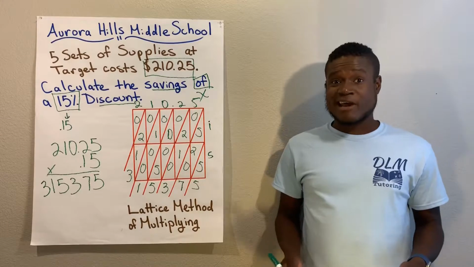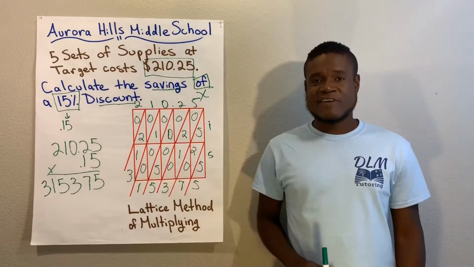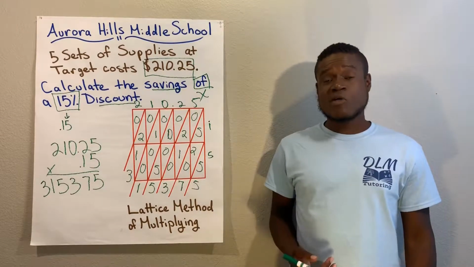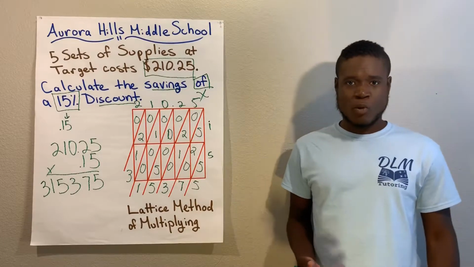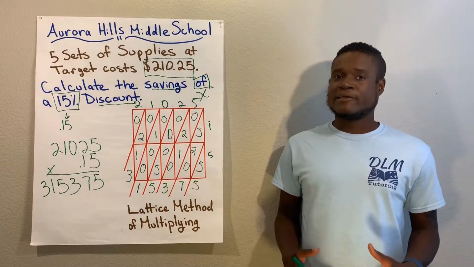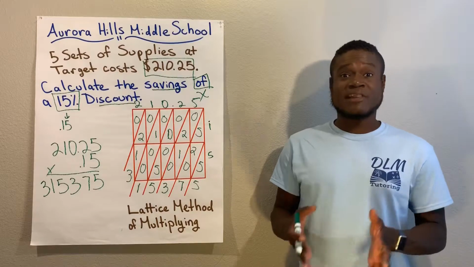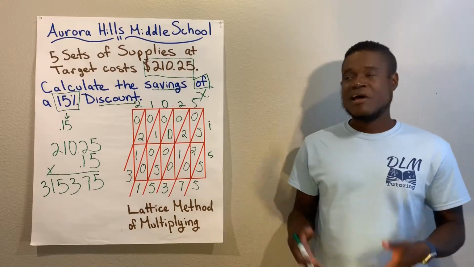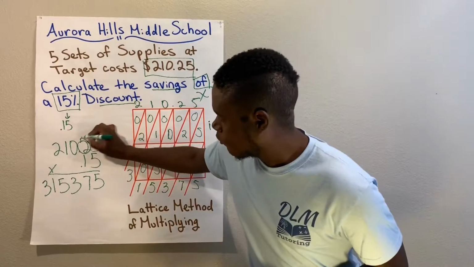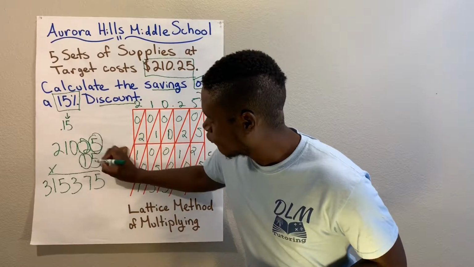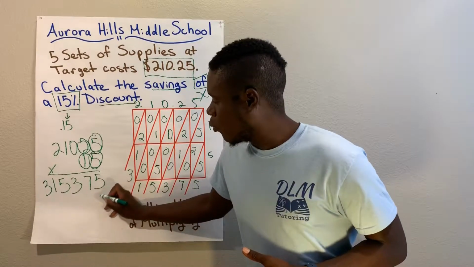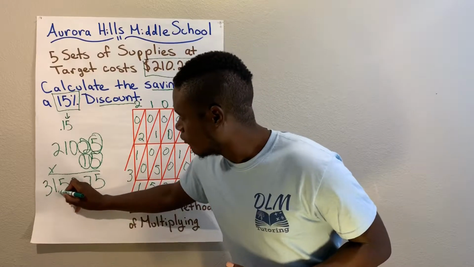So now that I've finished, I can look back at the factors in my problem and I'm going to count the number of places after the decimal point. That will let me know how many places after the decimal I should have in my product. 1, 2, 3, 4. So 1, 2, 3, 4.